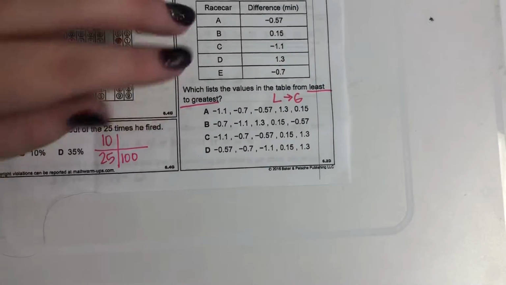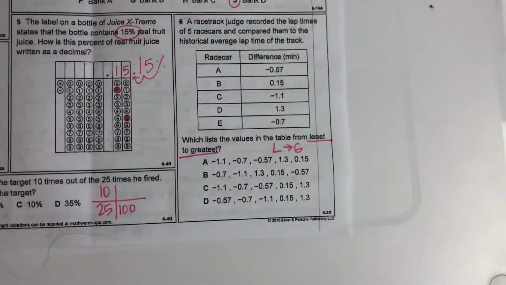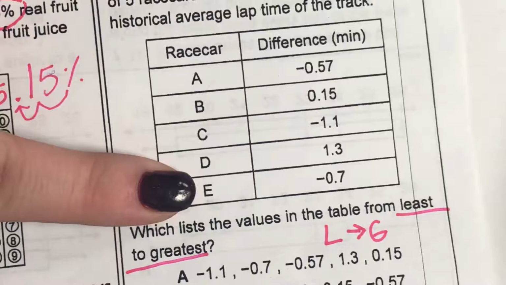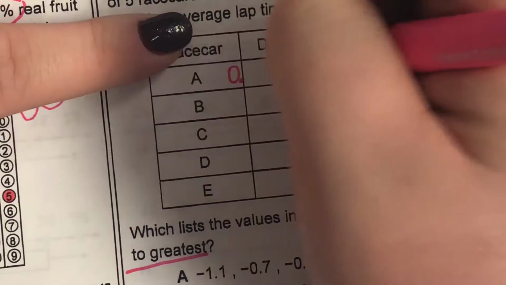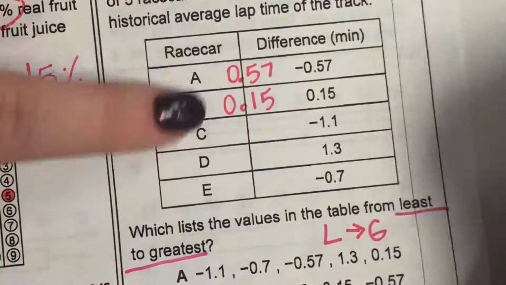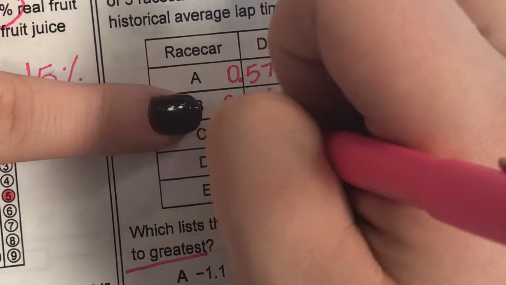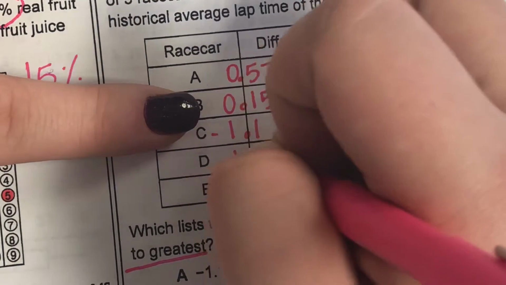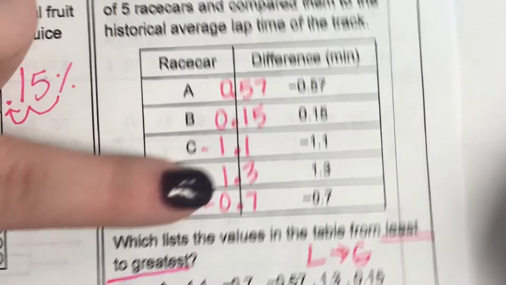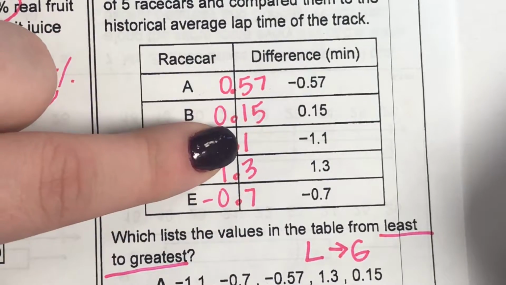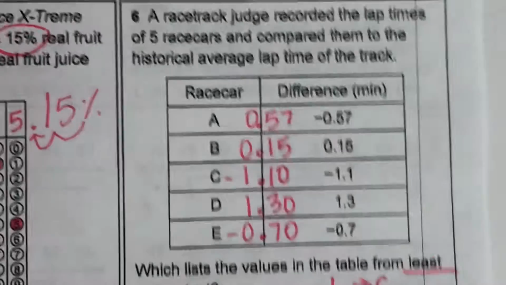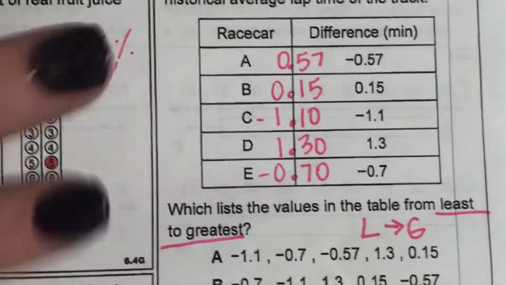We can go back over here, and we need to get all these decimals lined up. I'm going to use the line that's already here right in the middle, and I'm just going to line them up right on that line. So 0.57, 0.15, negative 1.1, 1.3, and negative 0.7. Okay, I don't see anything repeating here, so I can go through and add zeros where I need to. Okay, now the first thing I notice is that there's 2 negatives.